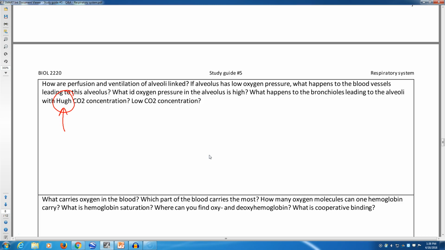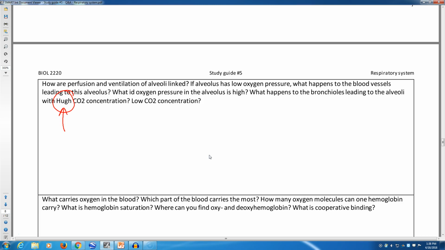I'm not going to ask you these numbers, but you have to understand what it is. Okay? Oxyhemoglobin, where are you going to find it? On which part of the circuit, basically? It will be on the way from alveoli to tissues. And deoxyhemoglobin will be tissues to alveoli. Does that make sense? Pretty straightforward.